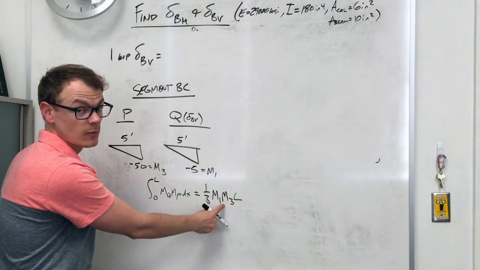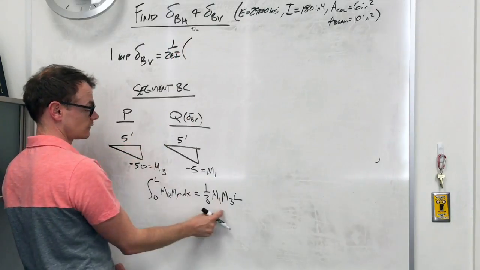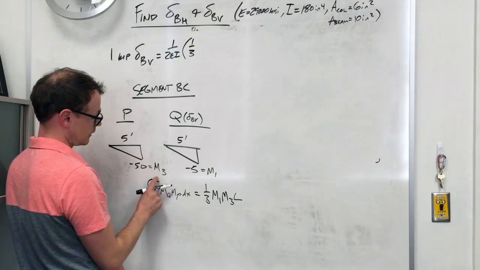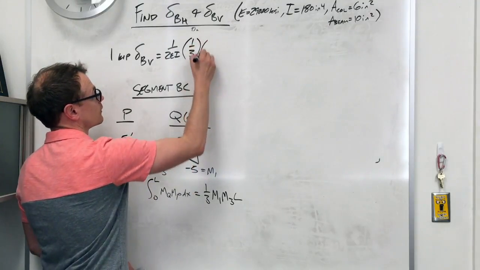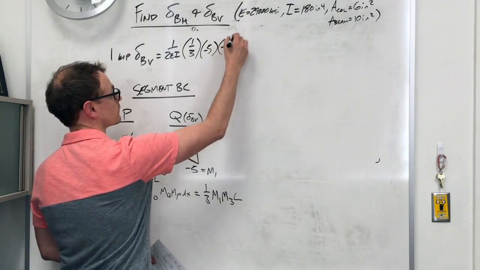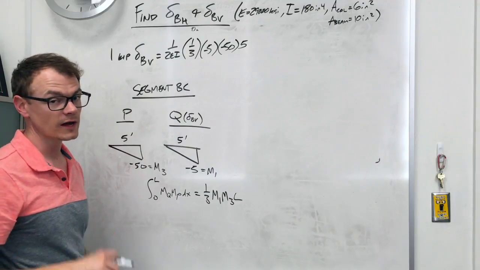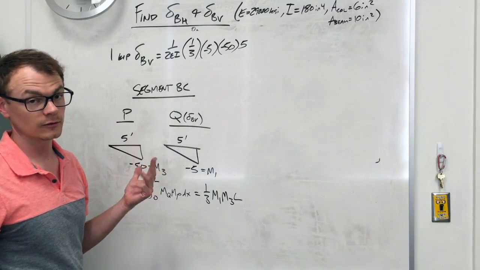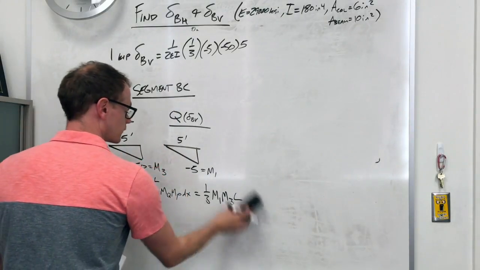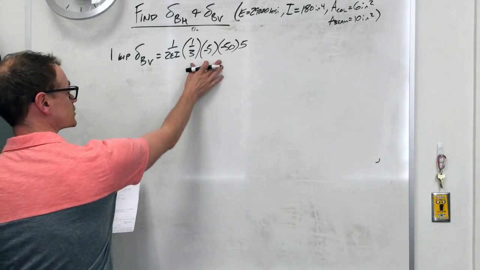Now I need to add in my 1/2EI here, so don't forget that. 1/2EI times this term, 1/3, M1, right? M1 is the Q system, so it's -5. And then M3 is the -50, that's the P system. Length is 5. So straight away, I have the result of that integral, so that makes it nice. Okay, so I'm going to get rid of this because we don't need it now. I just wanted to show you where that came from.